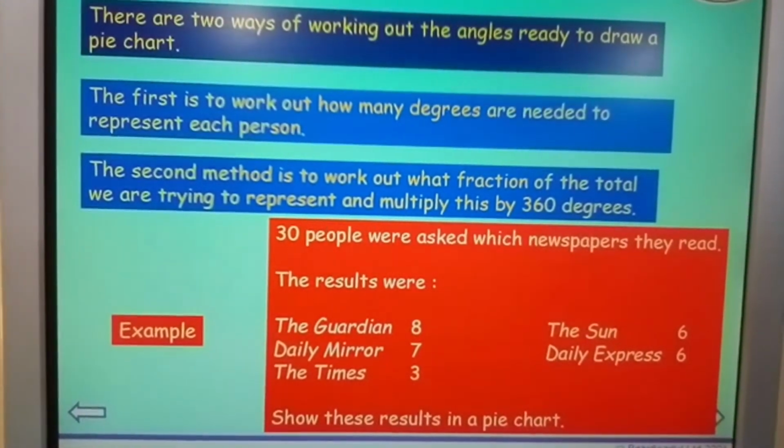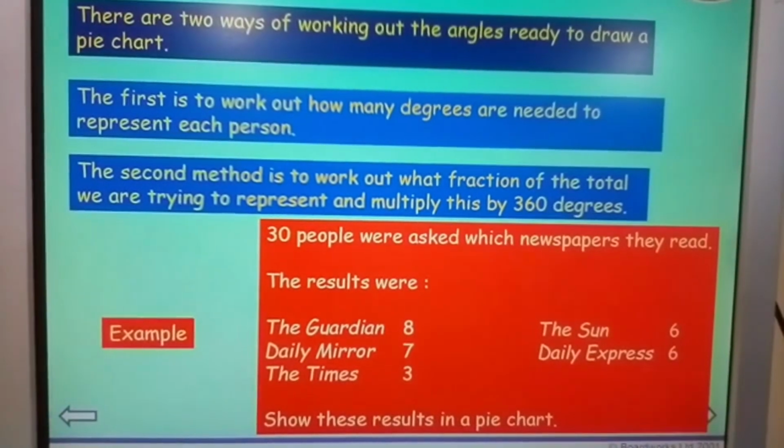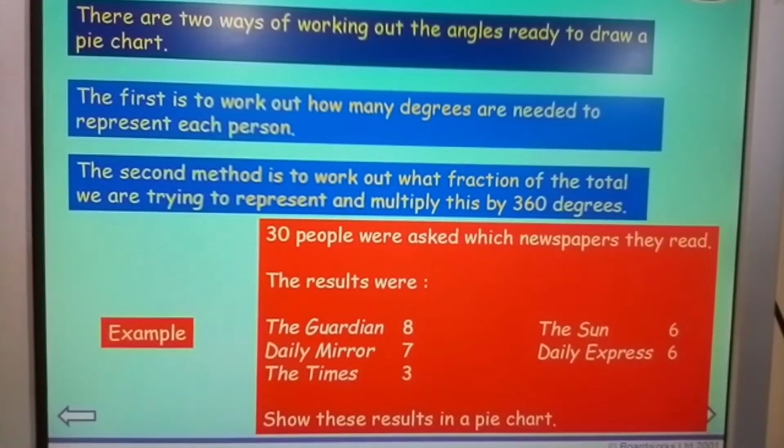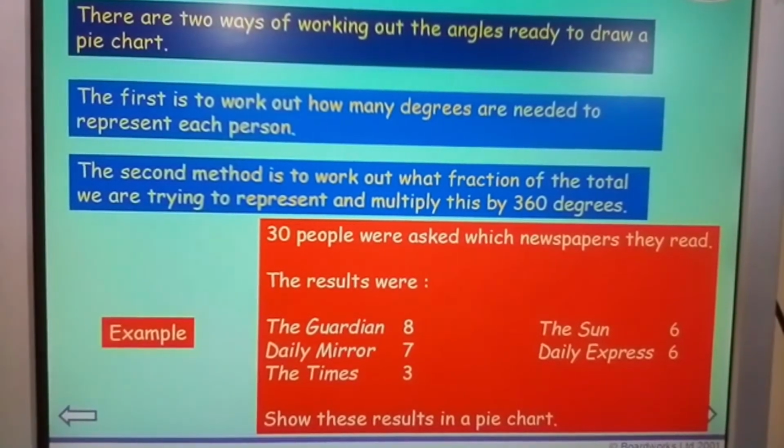We have 30 people who were asked which newspapers they read. The results were The Guardian 8, Daily Mirror 7, The Times 3, The Sun 6, Daily Express 6. Show these results in the pie chart.